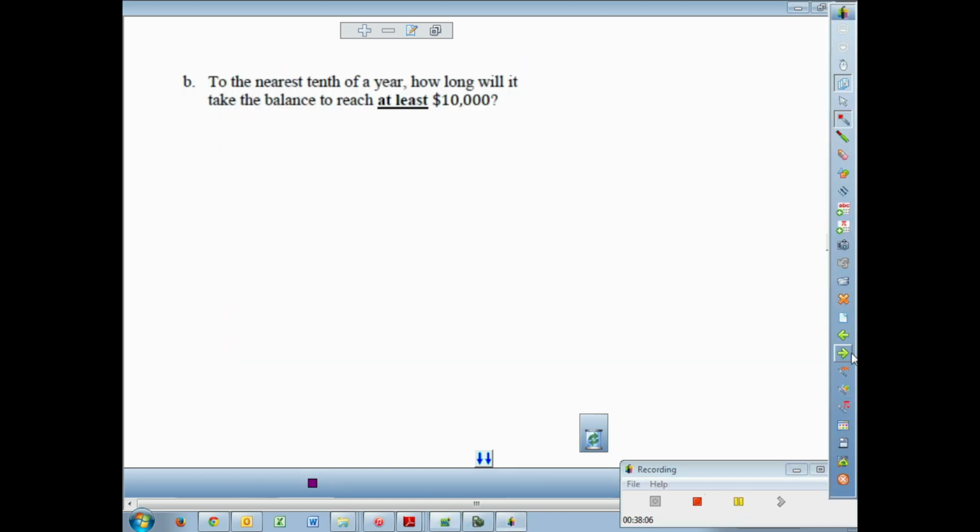Onto part B: to the nearest tenth of a year, how long will it take the balance to reach at least $10,000? Identify the question. It's right there. How long will it take for the balance to reach at least $10,000? Here's where you're going to love it. Time to start over. D. What formula are we using? A, the amount equals PERT.